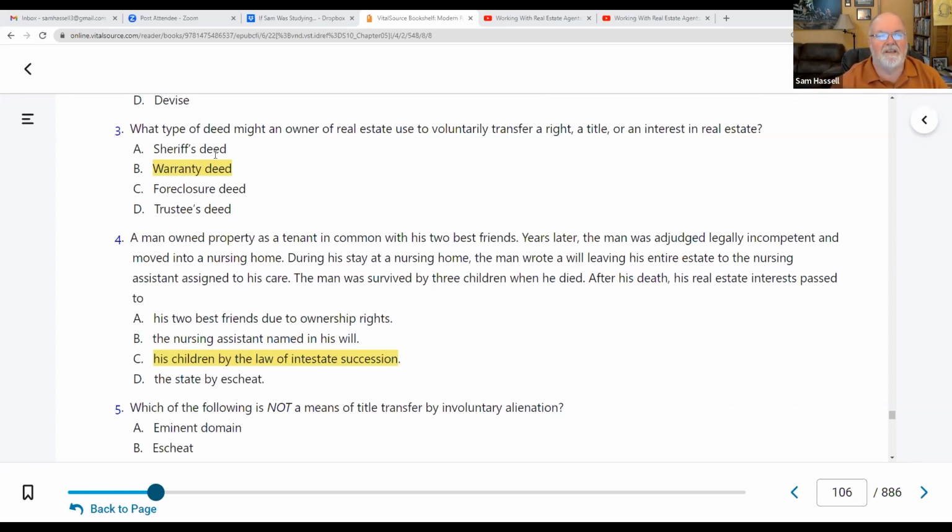Okay. So the warranty deed is the one that we want. That's the best one that we can have. The general warranty deed is one we want.